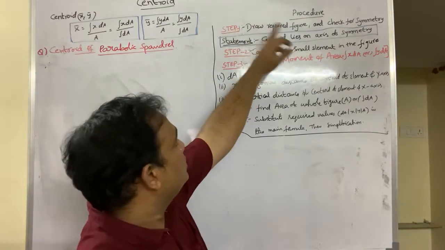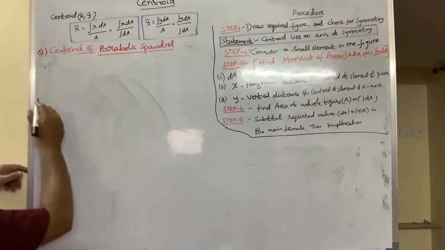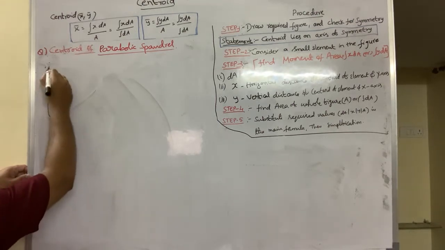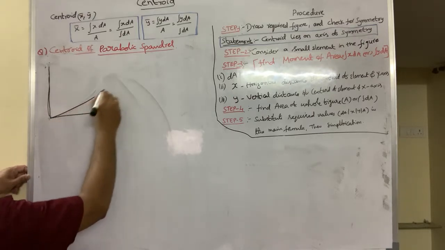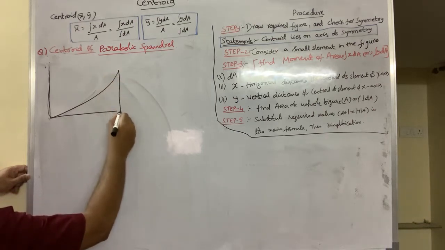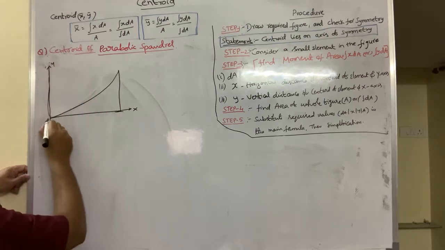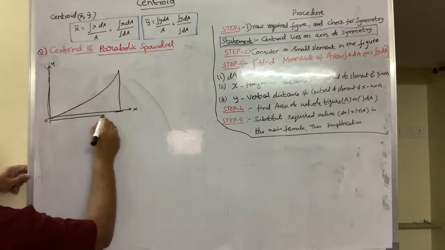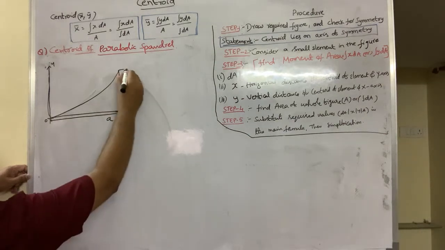According to the procedure, step 1 is to draw the required figure and check for symmetry. Here the required figure is a parabolic spandrel. This is the x-axis and this is the y-axis. This is origin O. For the parabolic spandrel, the horizontal distance is a and the vertical distance or height is h.